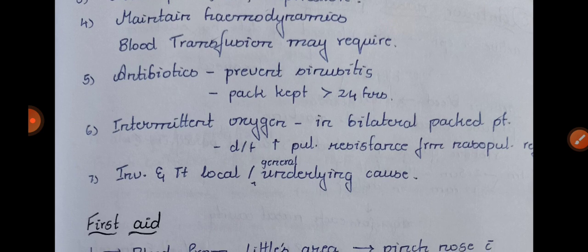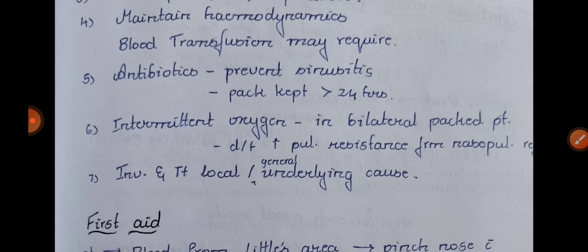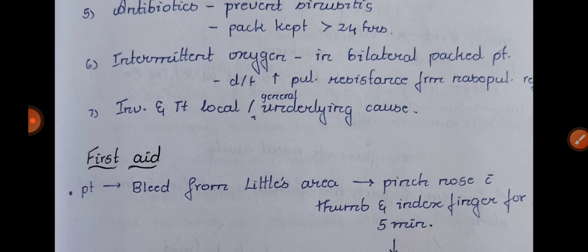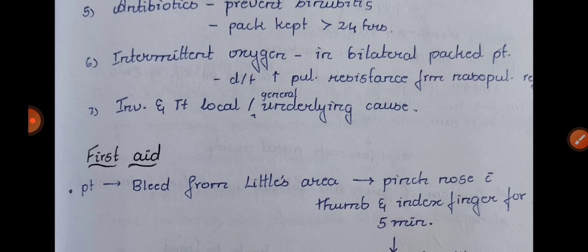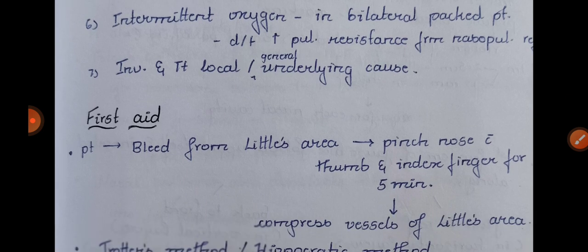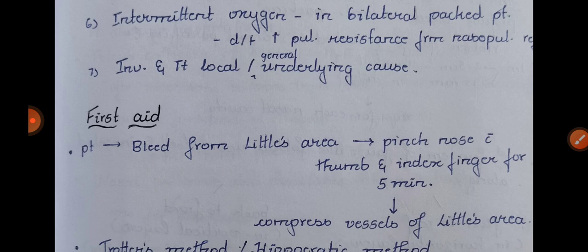Antibiotics to prevent sinusitis. Pack is kept for greater than 24 hours. Next, intermittent oxygen should be given as there is a bilaterally packed nose. If both the nostrils are closed, the patient has to breathe through the mouth. That's why we will give 100% oxygen for some time. Then investigation and treatment of local and general underlying cause.